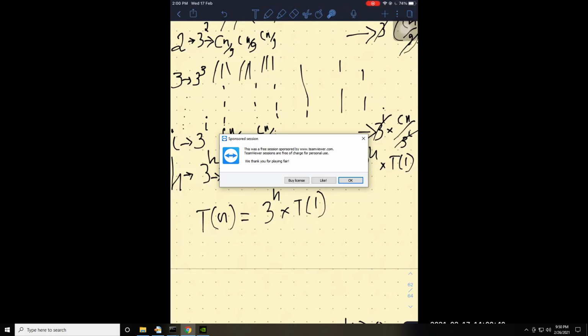I see what you mean. Is that something we have to worry about right now? Yeah, no. You just have to see how this recursion tree method works. Okay, thank you.